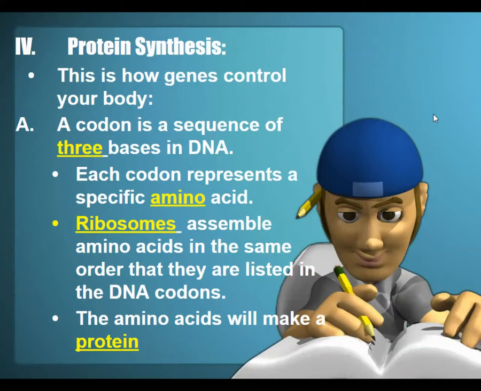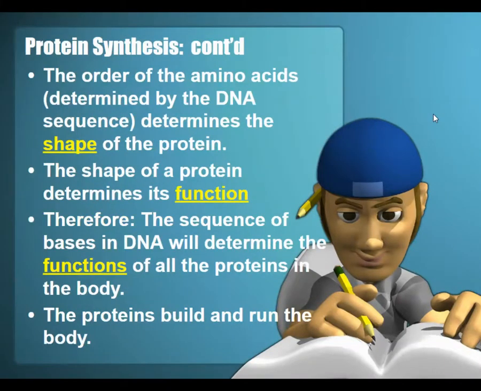For protein synthesis, if we need to make proteins from our genes, this is how your genes control your body. A codon, remember, is a sequence of 3 bases in DNA. Each codon represents a specific amino acid. Ribosomes assemble amino acids in the same order that they are listed on the DNA codons, and then the amino acids will make a protein. The order of the amino acids, which is determined by the DNA sequence, determines the shape of the protein, and the shape of the protein determines its function. Therefore, the sequence of bases in the DNA will determine the function of the proteins in your body. And the proteins are what build and run the body.